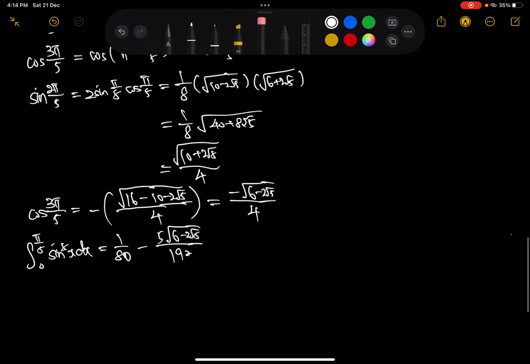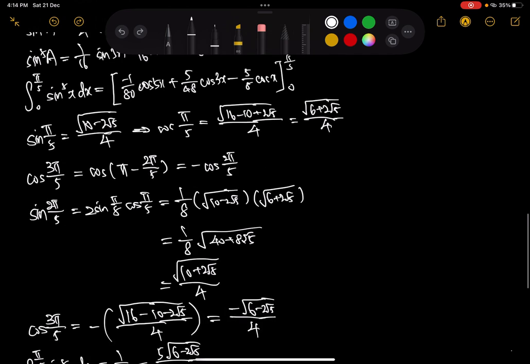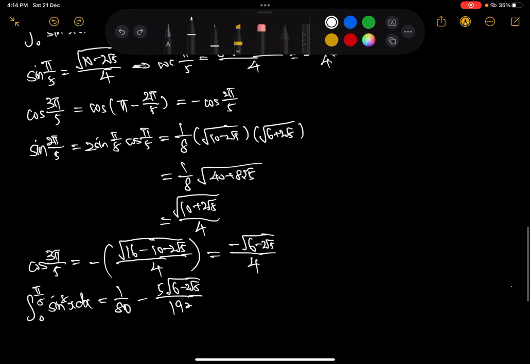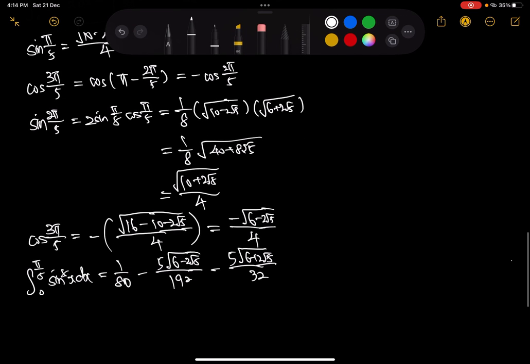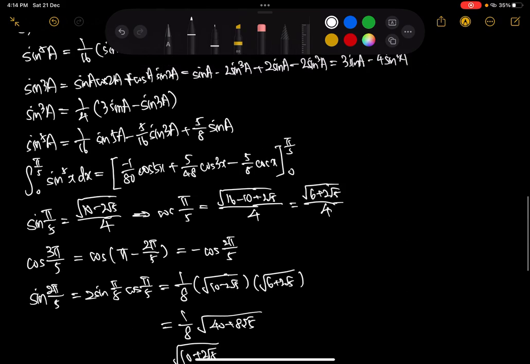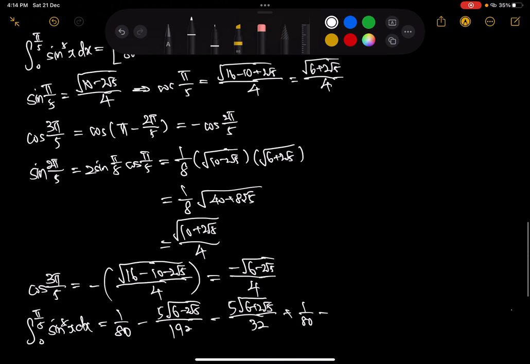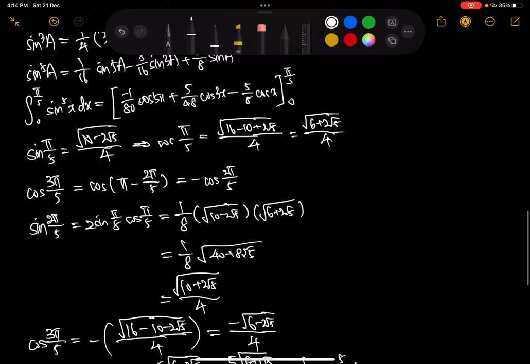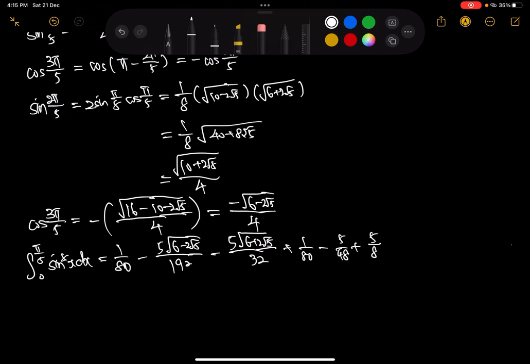So cosine pi over 5 is this baby. So minus 5 over 32, root that over 32. And then we have the zeros. Cosine 0 is 1. So we have plus 1 over 80 minus 5 over 48 and then plus 5 over 8. And this is, well, let's just use the calculator. I give up.